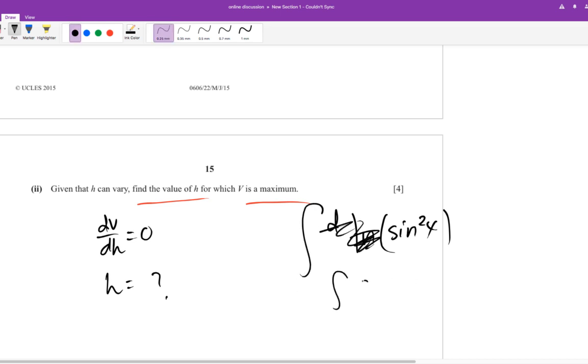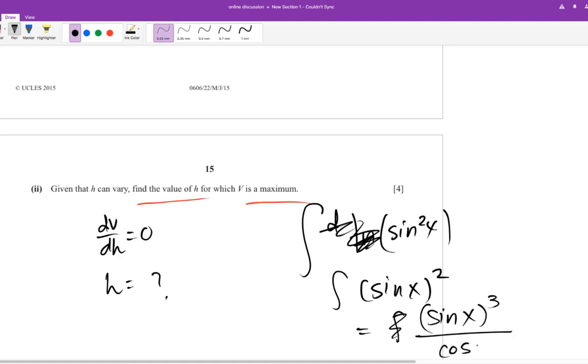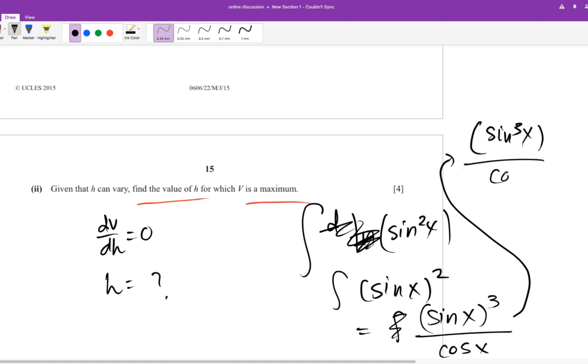So the first thing is you have to change this into sine x, all squared. If you integrate this, the first thing is your power needs to plus 1 and become power of 3. And then you need to differentiate sine x, you will get cos x at the bottom. Yeah, this is your final answer. So your final answer should be sine cube x over cos x if you integrate sine square x.